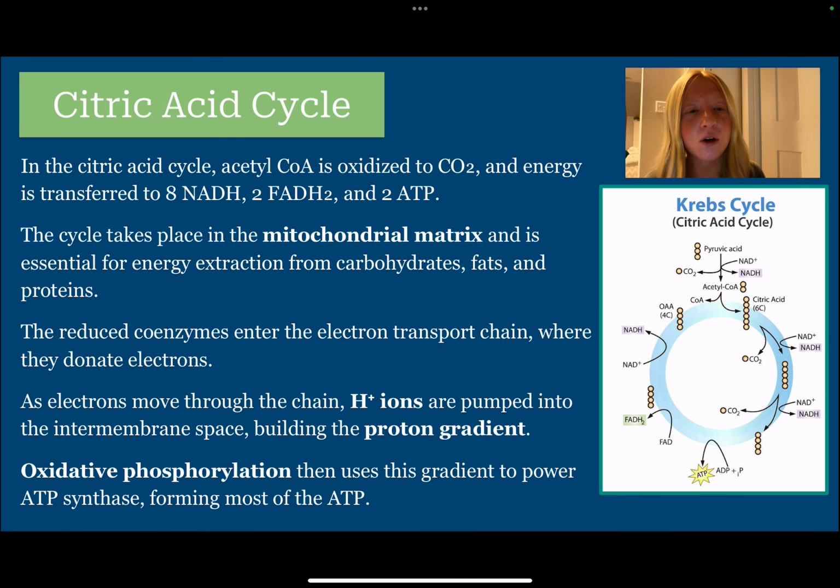The citric acid cycle is when acetyl-CoA is oxidized to carbon dioxide and energy is transferred to 8 NADH, 2 FADH2, and 2 ATP. The cycle takes place in the mitochondrial matrix and is essential for energy extraction from carbohydrates, fats, and proteins. The reduced coenzymes enter the electron transport chain where they donate electrons. As electrons move through the chain, protons are pumped into the intermembrane space and build the proton gradient. Oxidative phosphorylation then uses this gradient to power ATP synthase and forms most of the ATP.